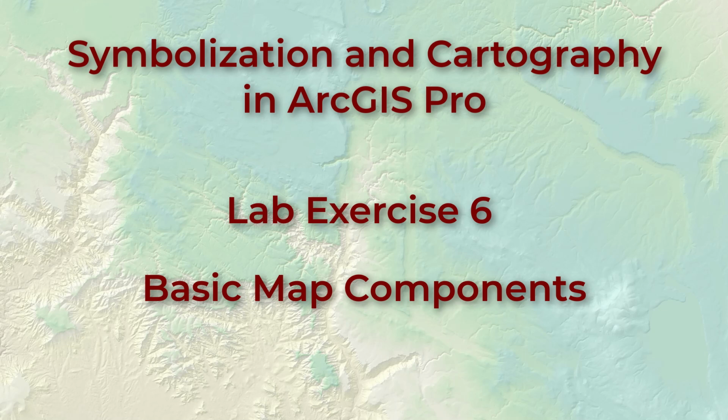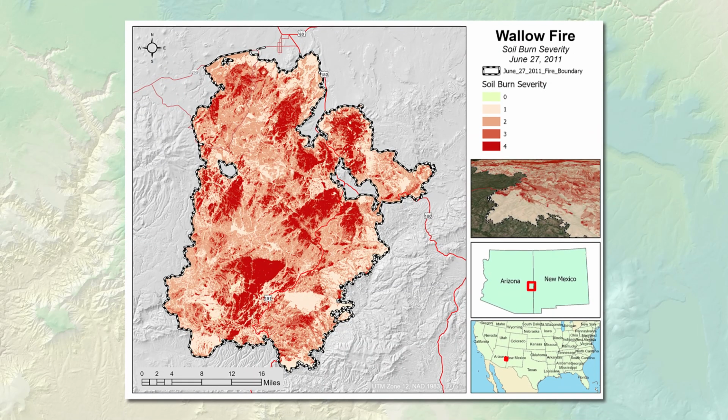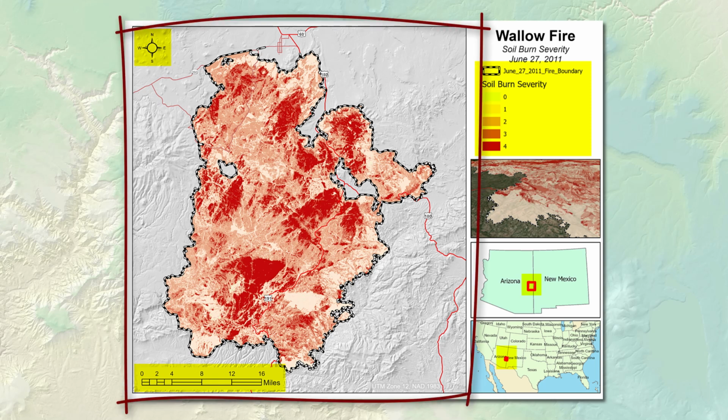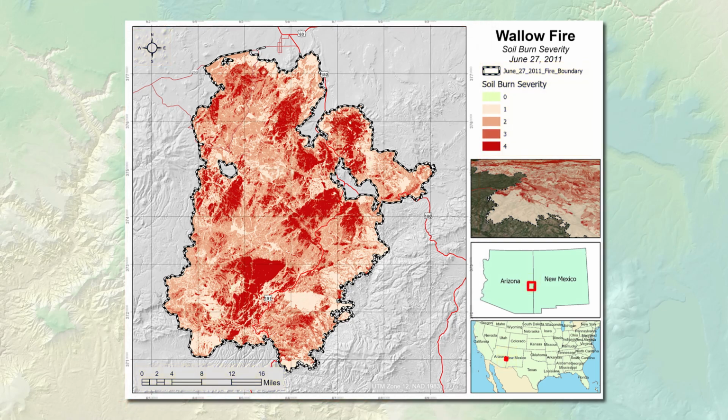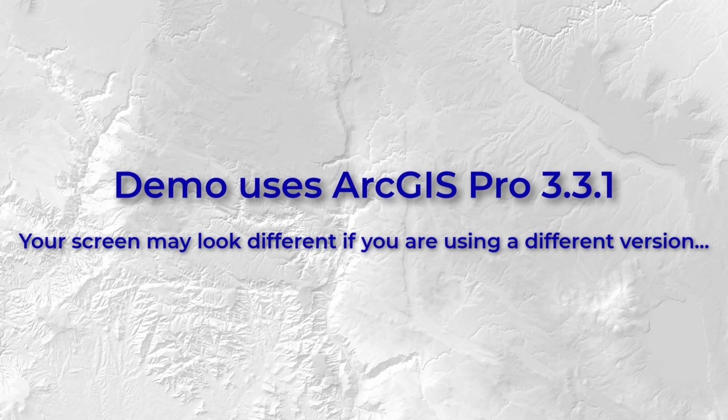In this exercise we're going to look at an existing layout composed of 4 map frames and various map elements, and we're going to see how these map elements, like a scale bar, north arrows, legends, extent indicators, are all connected to the map, and how these change automatically when the map is changed. We'll also see how to add a grid to a map. And in this lab exercise, we're going to be using ArcGIS Pro version 3.3.1.